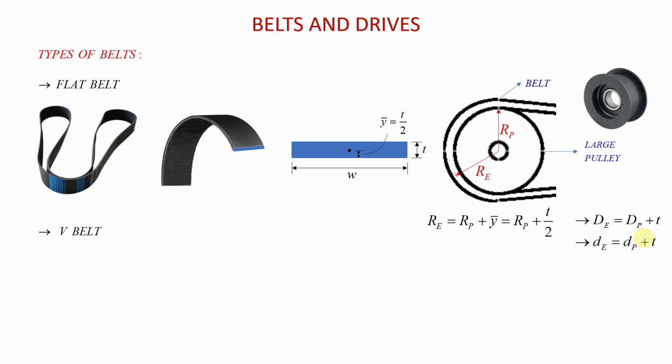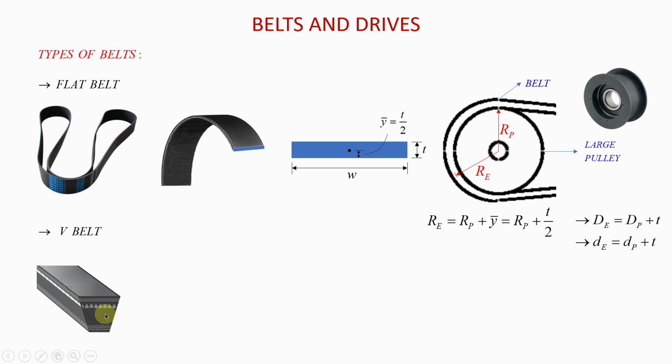The second type of belt we're going to deal with is the V belt. Very, very important, the V belt. And now the V belt will look like that. This is what it looks like, and you can see why it is referred to as a V belt. It's of course because it's got a cross section in the shape of a V.